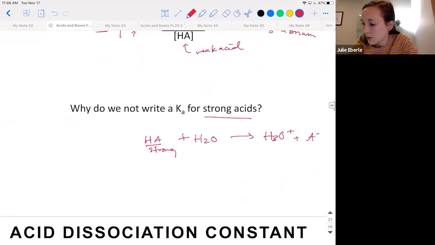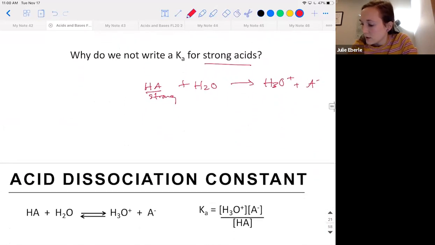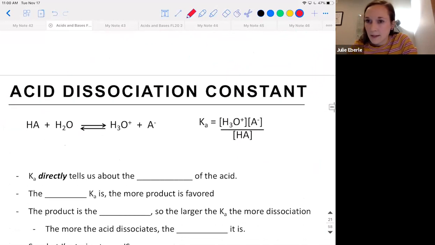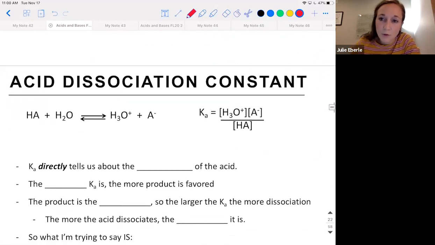Continuing, we're going to see how K tells us important information. Why is K useful? Why do we care, or Ka, I should say. So here's our equation for Ka, the one we just derived. And here's a chemical reaction for the dissociation of a weak acid. What does Ka tell us? Ka directly tells us about the strength of the acid.